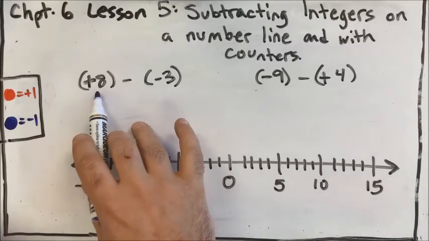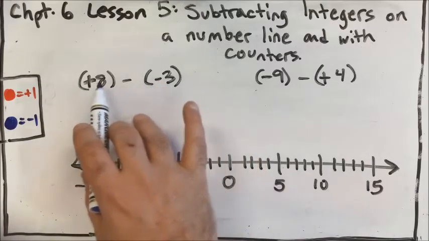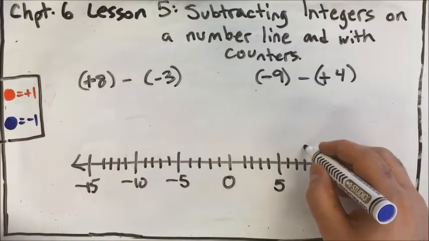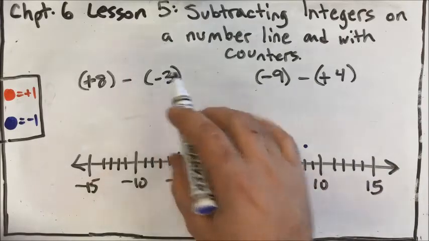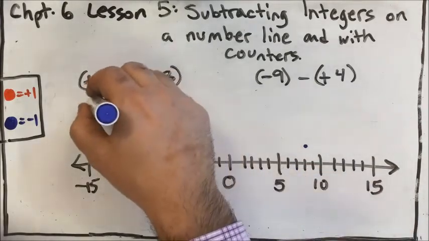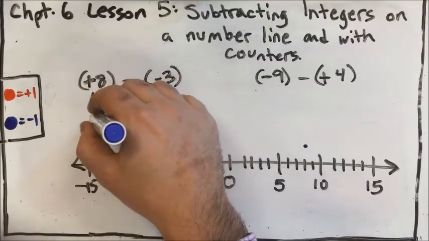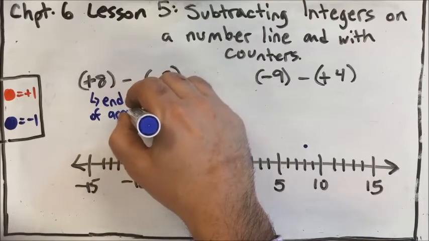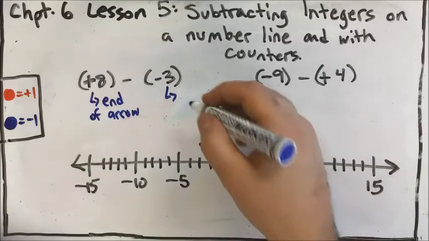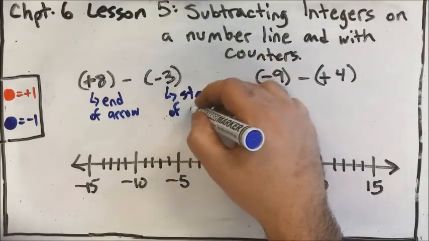So if my question is positive 8 subtract negative 3, you mark 2 points on your number line. You mark positive 8 first, which would be here. And you would mark negative 3, which would be here. And the first integer becomes the end of the arrow. And the second integer becomes the start of your arrow.